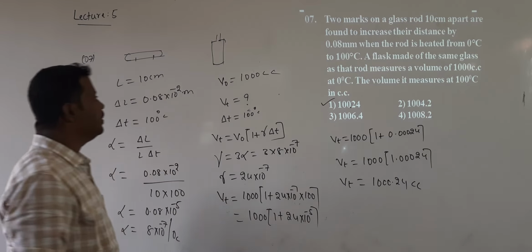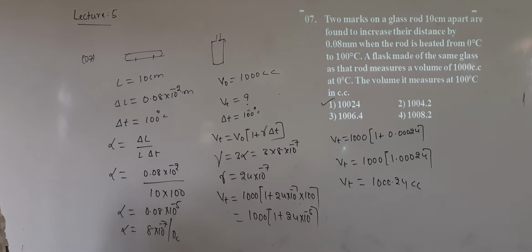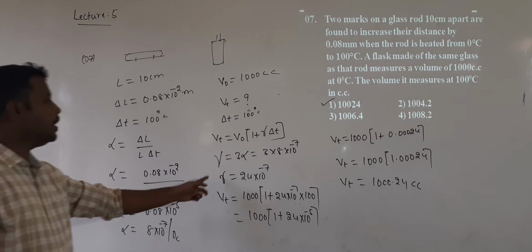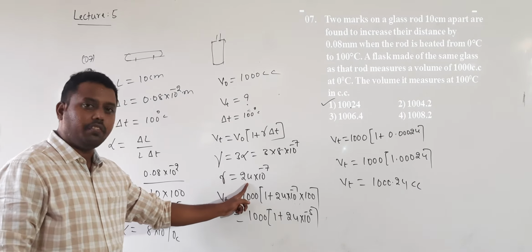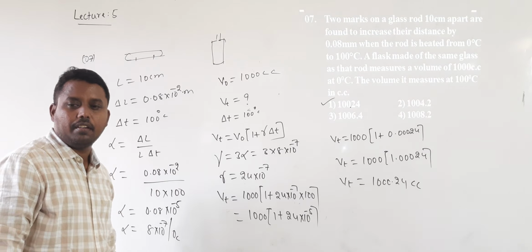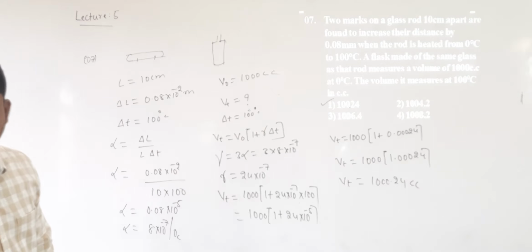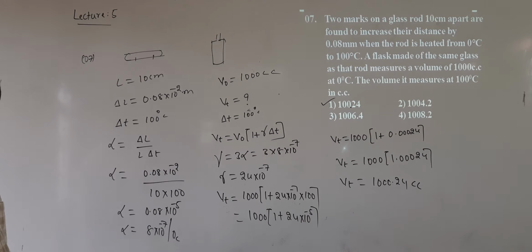That is the value. Okay? So this is question number 7. Question understood now? So we calculated the gamma value using the formula gamma is equal to 3 into alpha. So 3 into 8 is 24, 24 into 10 power minus 1. So this is question number 7.